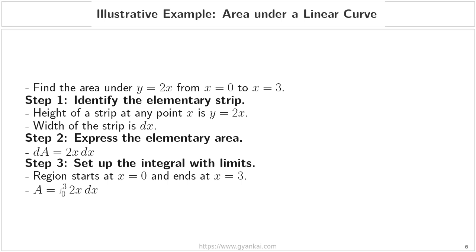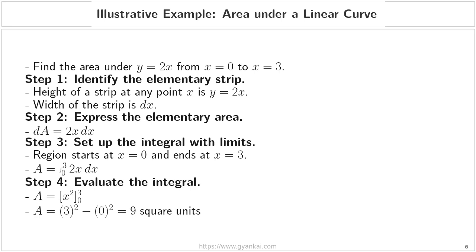We need to tell the integral where to start and where to stop. Our region begins at the lower limit of x equals 0 and extends to the upper limit of x equals 3. So, we write the total area, A, as the integral from 0 to 3 of 2x dx.